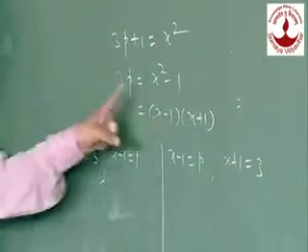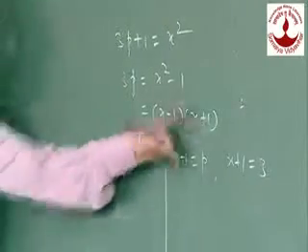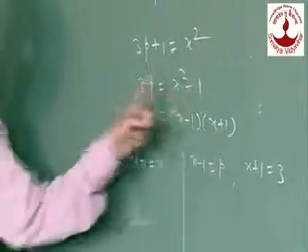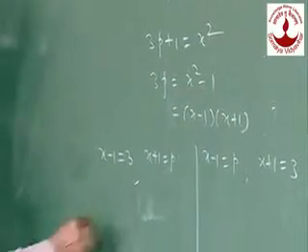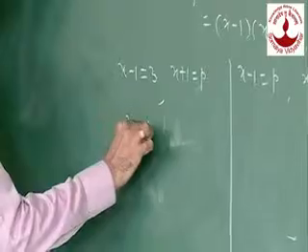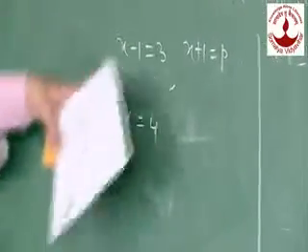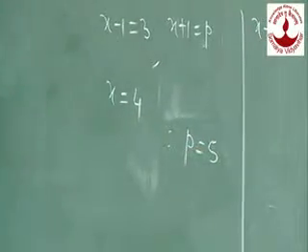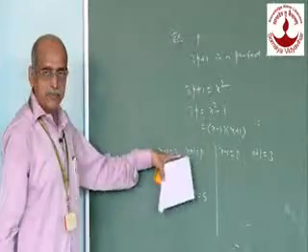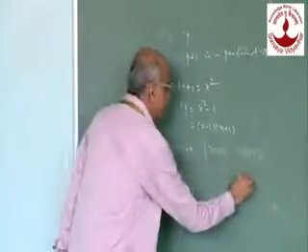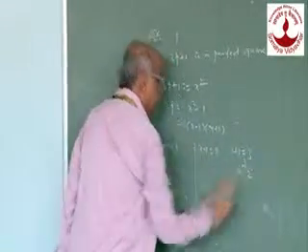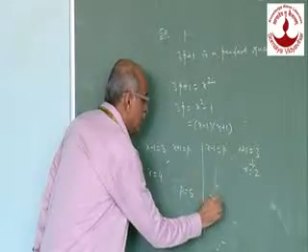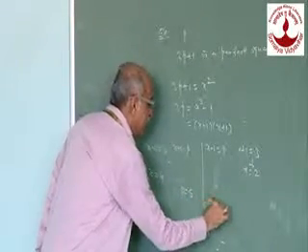The first factor may be equal to 3, therefore the second is p. Here the first factor is p, and the second should be 3 in this case, and this will imply that x is equal to 4, and therefore you will get p equal to 5. In this case we will get x is equal to 2, and if x is equal to 2, you will get 2 minus 1, which is p.